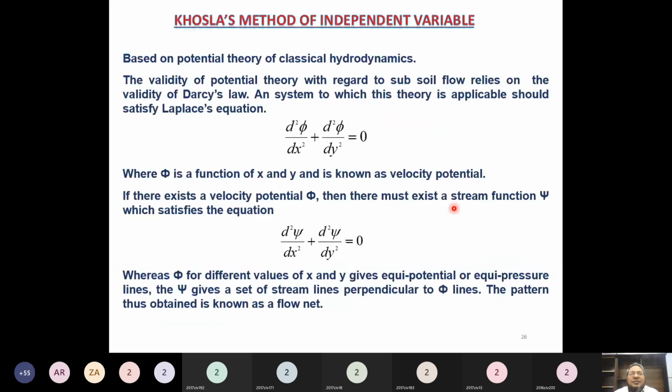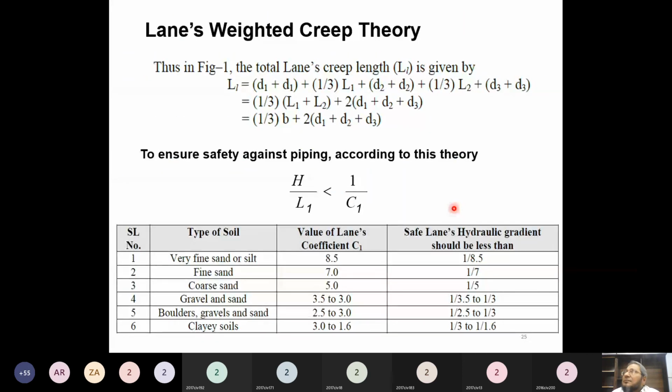So if you have any questions, you are welcome. Yes? Will the uplift pressure by Bligh's theory and by Lane's theory be the same value or different? Sir, it will be different, because in the creep length we are taking 1/3 of the horizontal components. Okay.